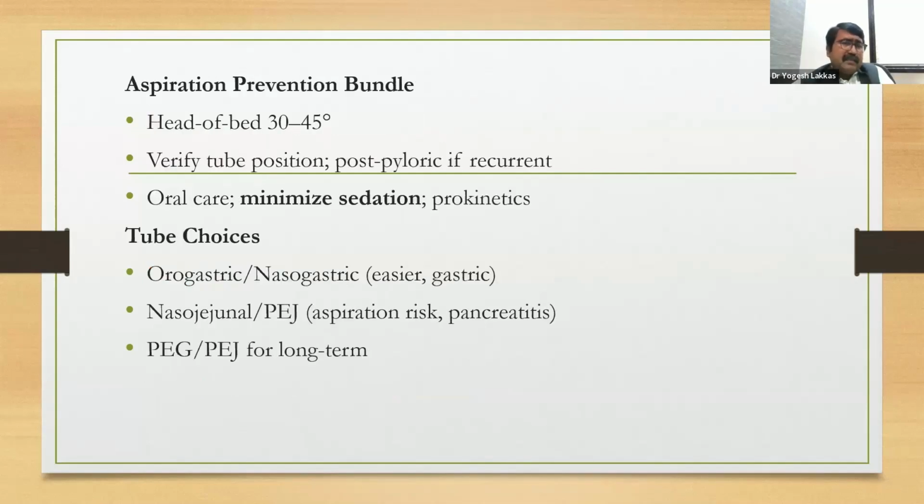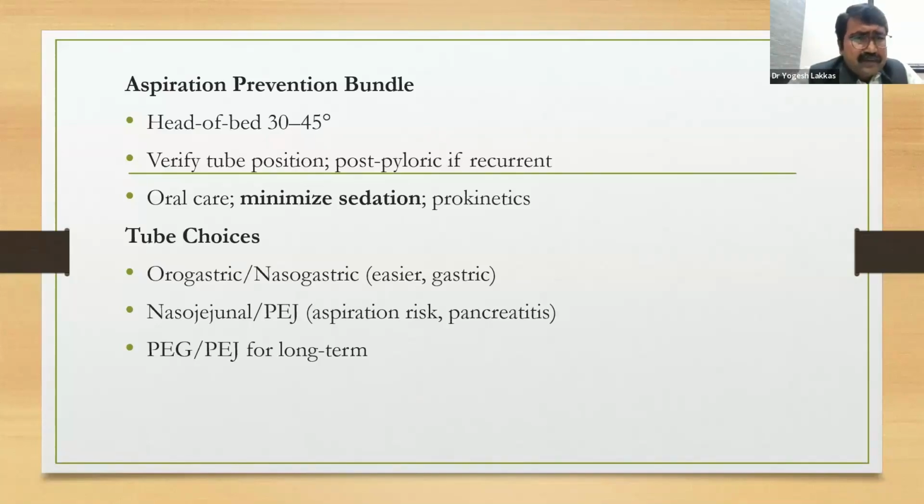Then aspiration prevention bundle: head of bed has to be at 30 to 45 degrees. Verify tube position, post-pyloric if recurrent. Then oral care, minimize the sedation, use of prokinetics, that will matter.